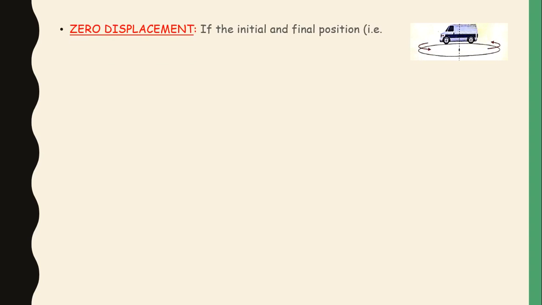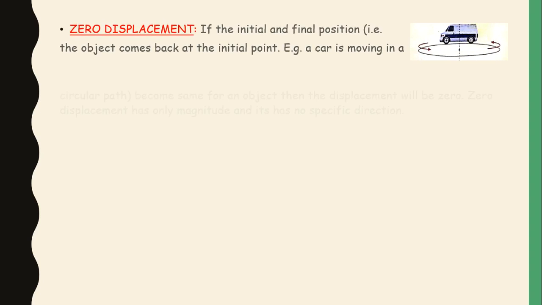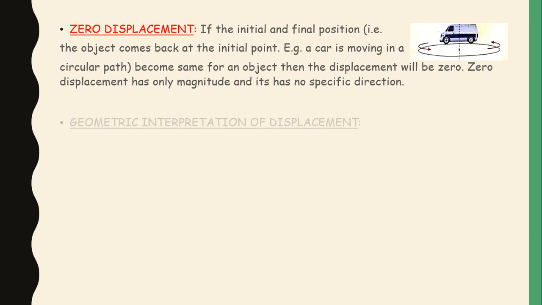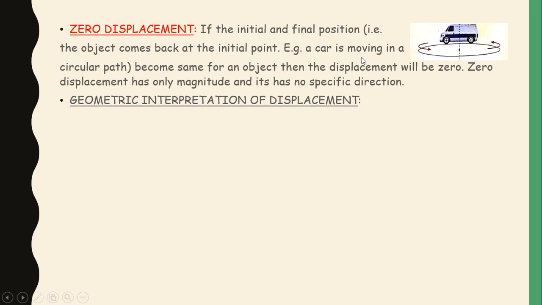Now, zero displacement. This is a very interesting topic. If the initial position and the final position of an object become the same, that is, the object comes back to the initial point. Here we can see that the car is moving in a circular path. If this is our initial point, the car will move back after a certain time to this point again. So here the initial and the final position is the same.